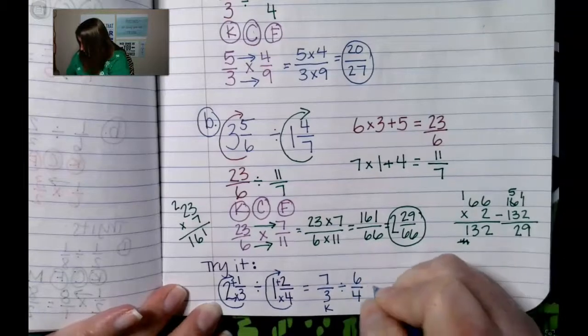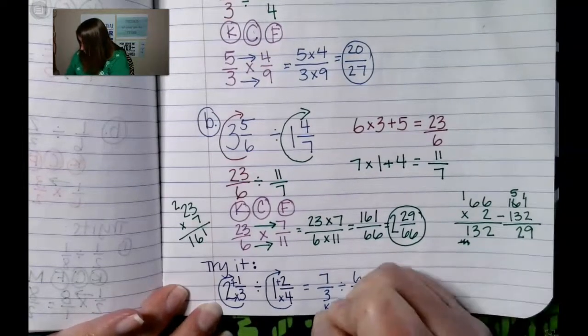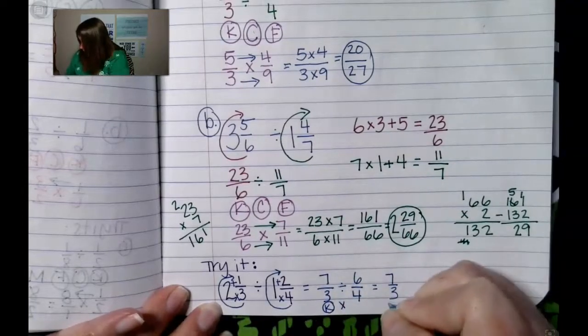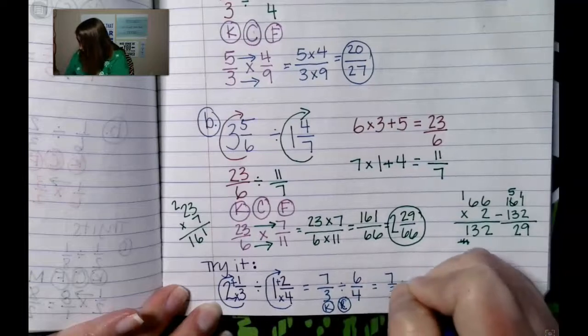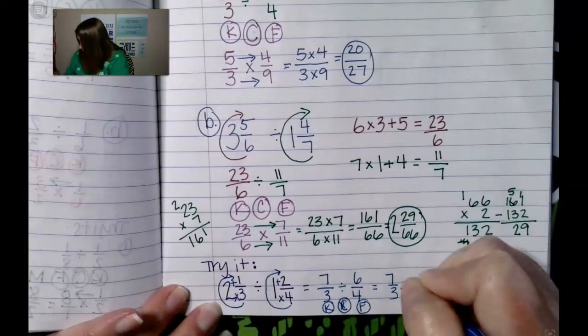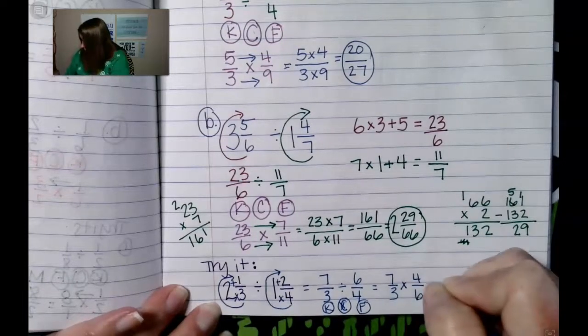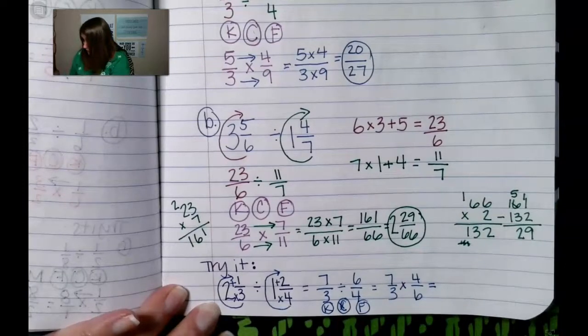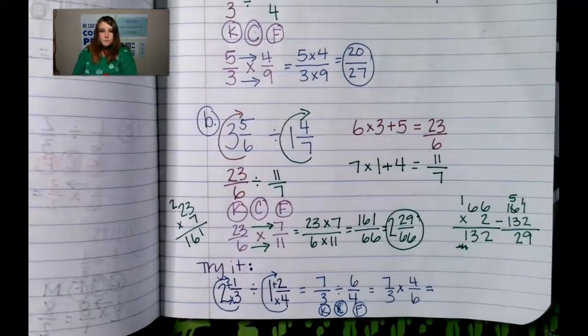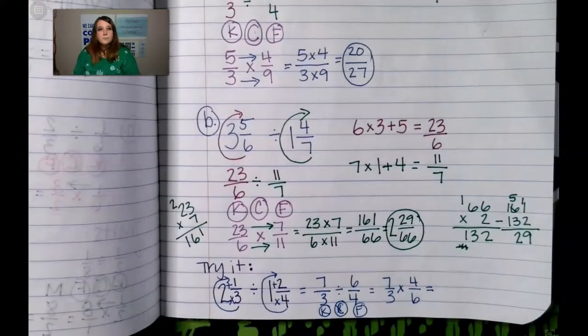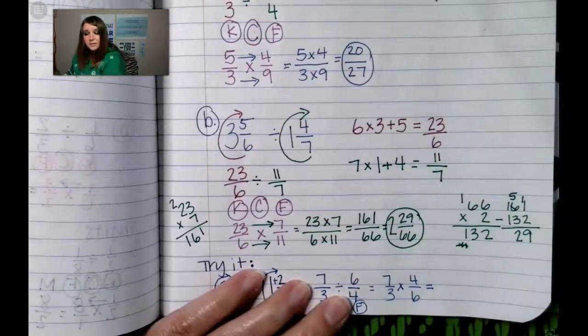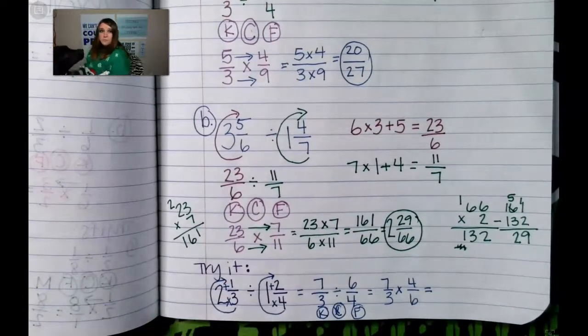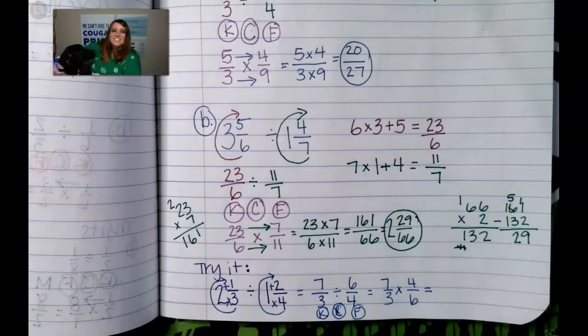All right, now I need to flip and multiply. So I need to keep this as 7/3. I need to change that to multiplication. Oops, change it to multiplication. And then I need to flip this to 4/6. Now I'm ready to multiply. 7 times 4. So we have 7 times 4. Okay, so 7 times 3 is 21, and so 7 times 4 then would be 28.